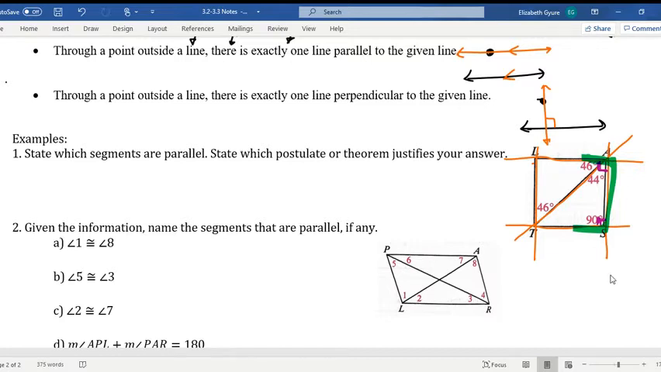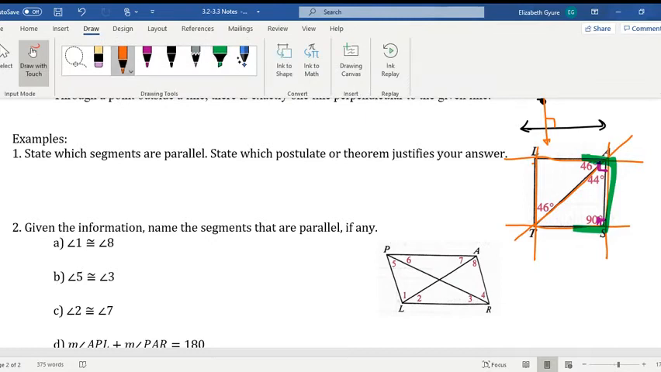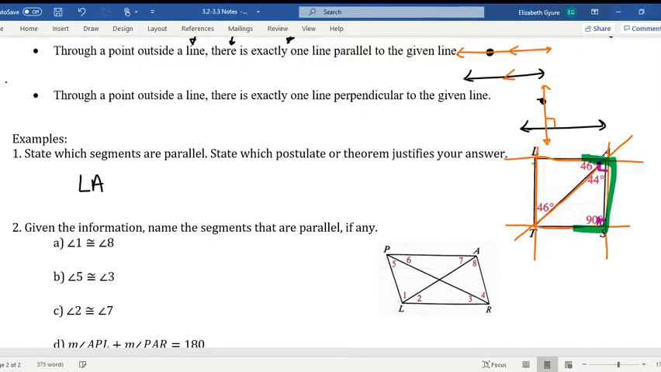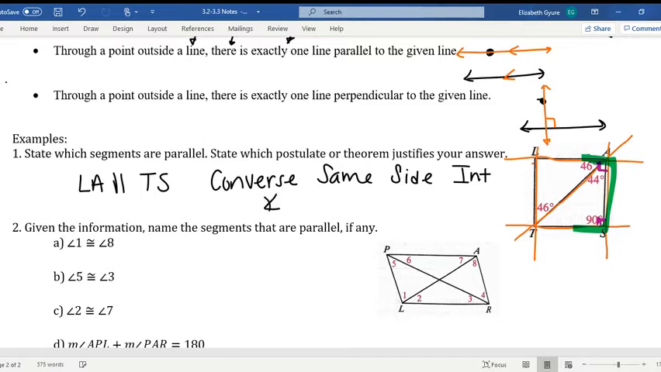AS would be your transversal that cuts through line LA and line TS. So we are going to say that line LA is parallel to line TS, and that is by the converse same side interior angle theorem. Okay, because we had supplementary same side interior angles. Okay. Now take a look at number 2.